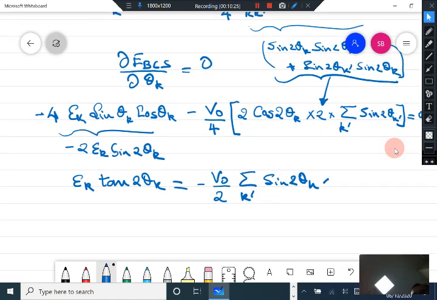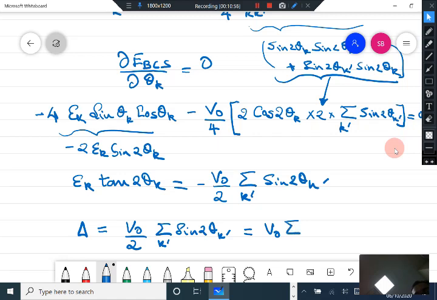It's quite simple. So this is tan 2 theta k, and now we define the parameter delta, which is equal to V naught by 2 summation k prime sine 2 theta k prime, which is nothing else but V naught summation k prime sine theta k cos theta k. You just open out this.